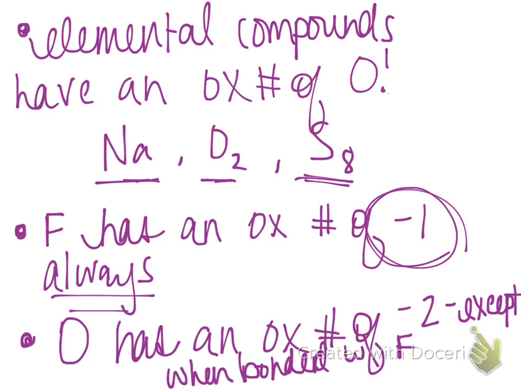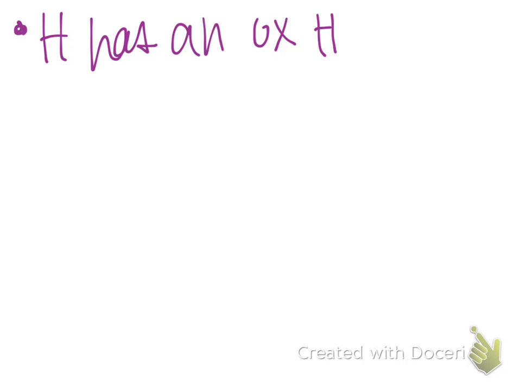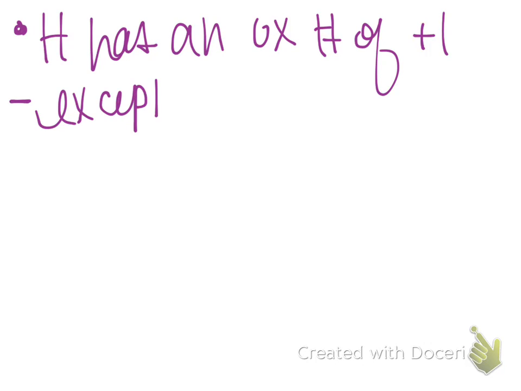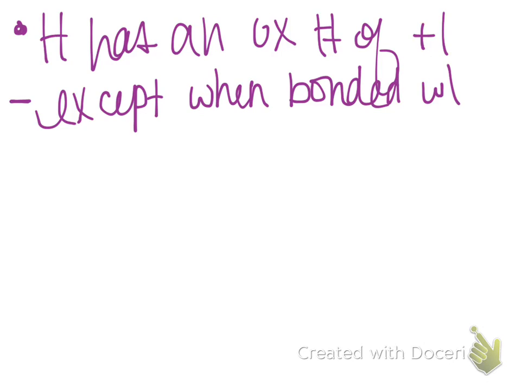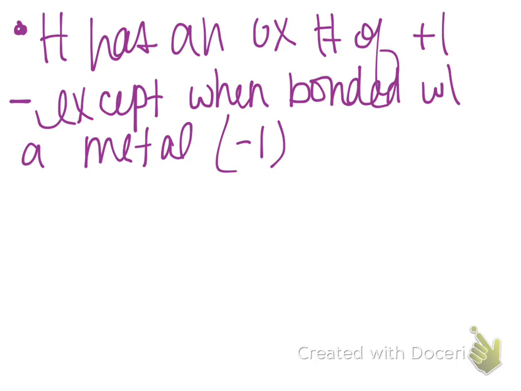Okay, so there are 3 big exceptions, or 3 big elements, that we need to pay attention to with oxidation numbers. Fluorine is one, it gets to keep its charge. Oxygen is the next one, it gets to keep its charge. And hydrogen is the third. So the next rule is hydrogen has an oxidation number of +1, except when bonded with a metal. Then its oxidation number becomes -1.